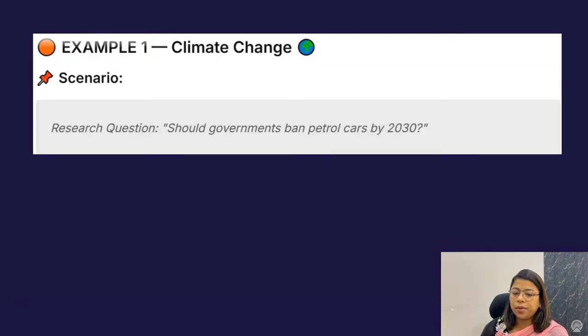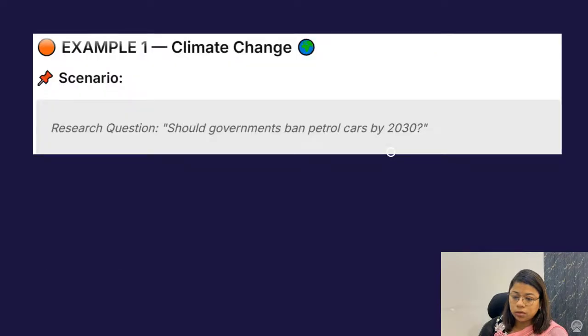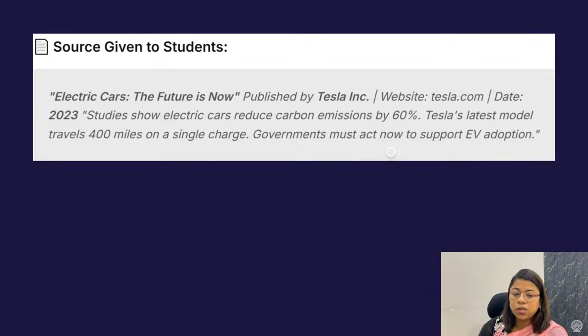So, the example is climate change. The question is, should governments ban petrol cars by 2030? We will use this strategy to write an answer: identify, analyze, evaluate, and use, to show a great evaluation. Let's see how to do that. First, let's look at the source given to you. It is Electric Cars, the Future is Now, published by Tesla Inc., website tesla.com, date 2023.